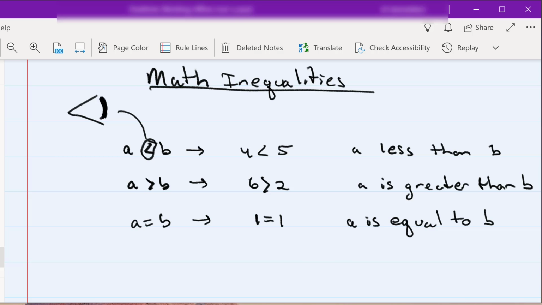Next, we have the greater than sign. This is read as A greater than B. Again, A is greater than B, so the opening side is towards A. The next one is A equals B, like 1 equals 1.